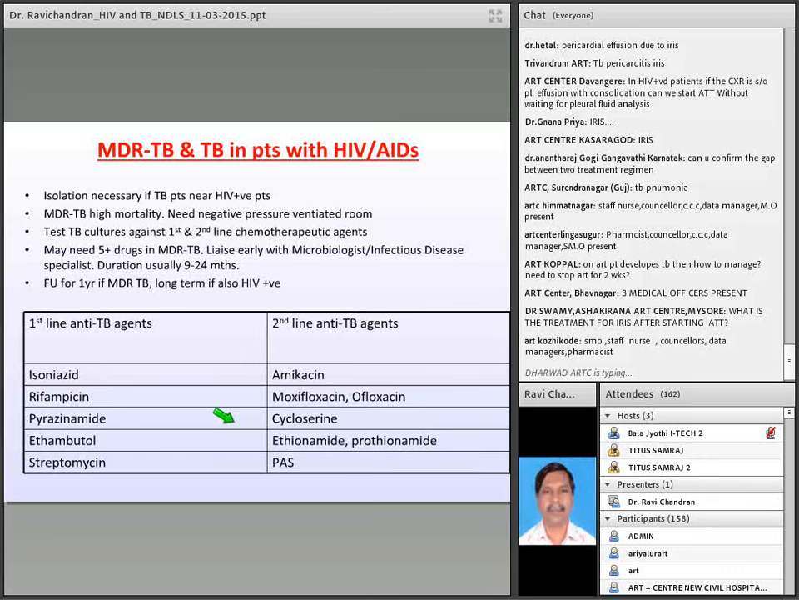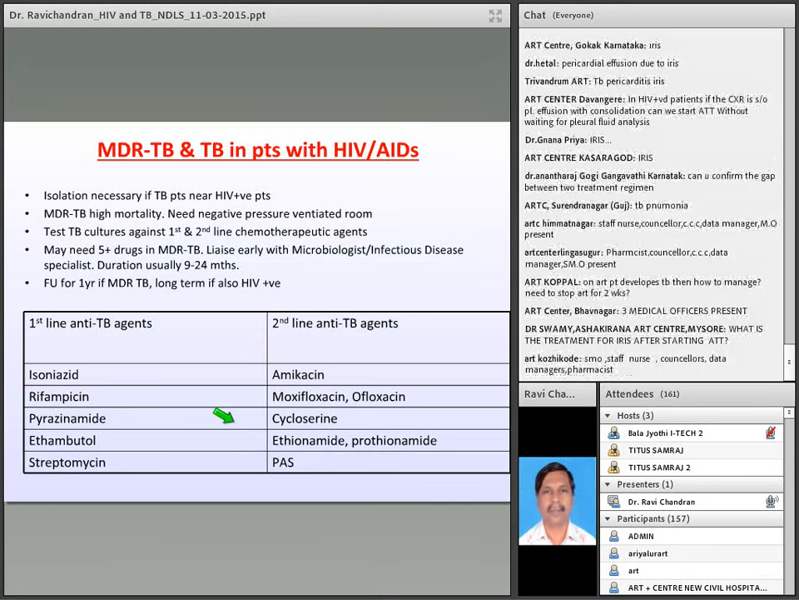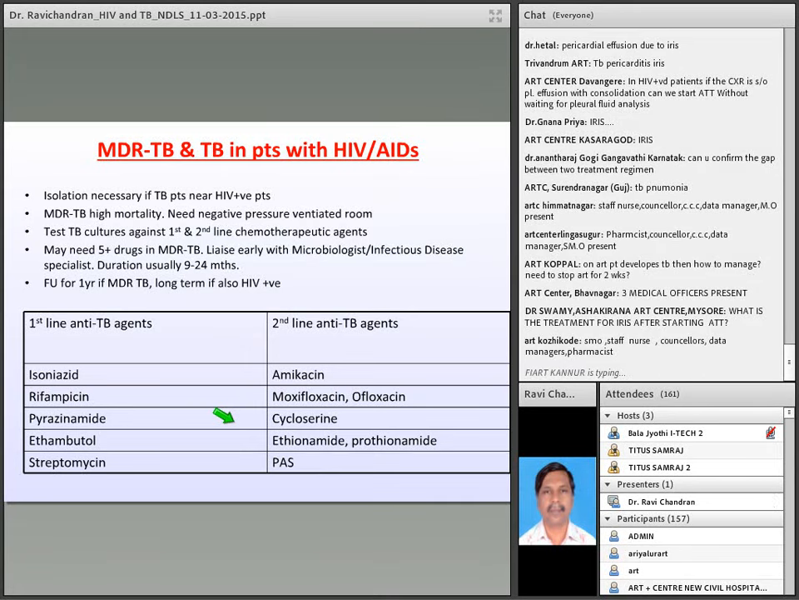If the resistance extends to fluoroquinolones also, or to an injectable second line antituberculosis drug, that is kanamycin or streptomycin, we call them extended MDR tuberculosis.